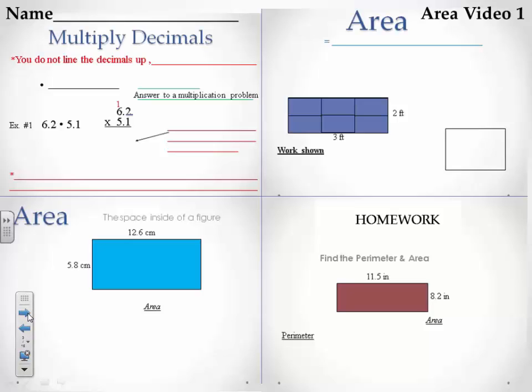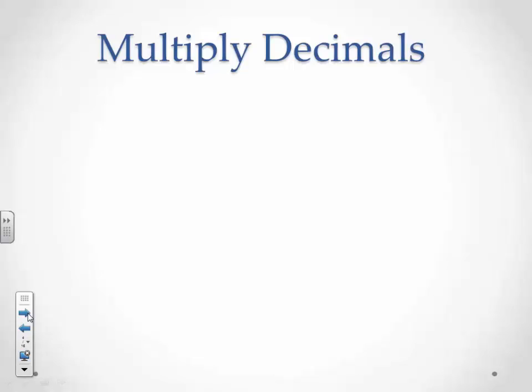Okay, here we go. You need that page of notes out. There's your notes. Okay, starting off with multiplying decimals. So in order to find an area, we got to be able to multiply decimals, and also we need to remember that we are taking all of our notes down.